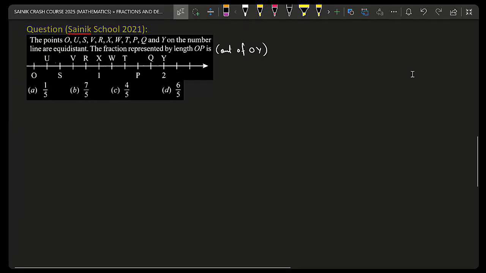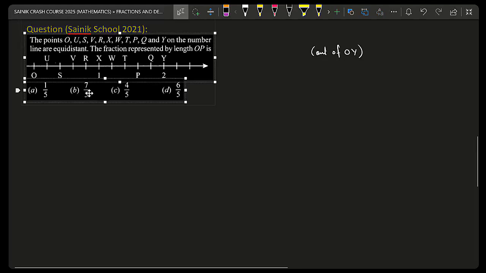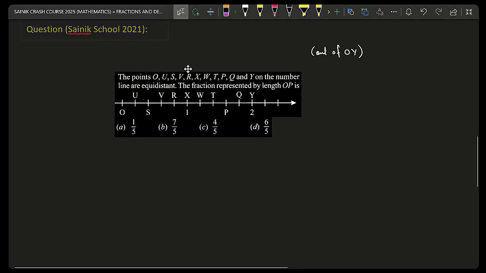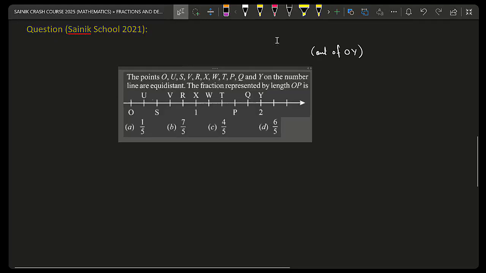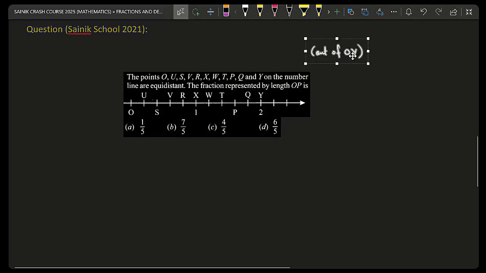Sir, can you show the question? Yeah, I'm showing the question now. It's not visible to you, only half. Wait a minute. Sahana, is it visible now? Yes, sir. Okay, can you explain this?